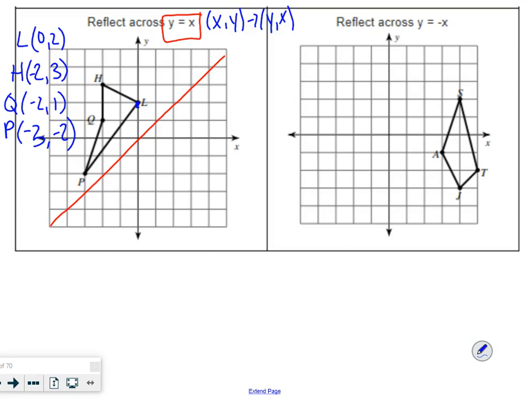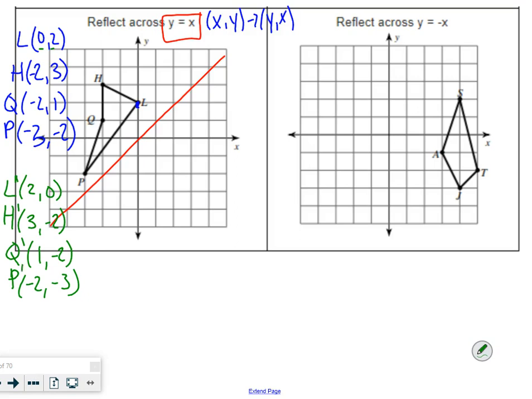So now to find the coordinate points for the primes, the reflection, L prime, all we have to do is just flip 0 and 2. So it's going to be 2, 0. For H, it's going to be 3, negative 2. For Q, flip the negative 2 and the 1, we get 1, negative 2. For P, we get negative 2, negative 3. And then all we have to do is plot those new points. So these are L prime, H prime, Q prime, and P prime.